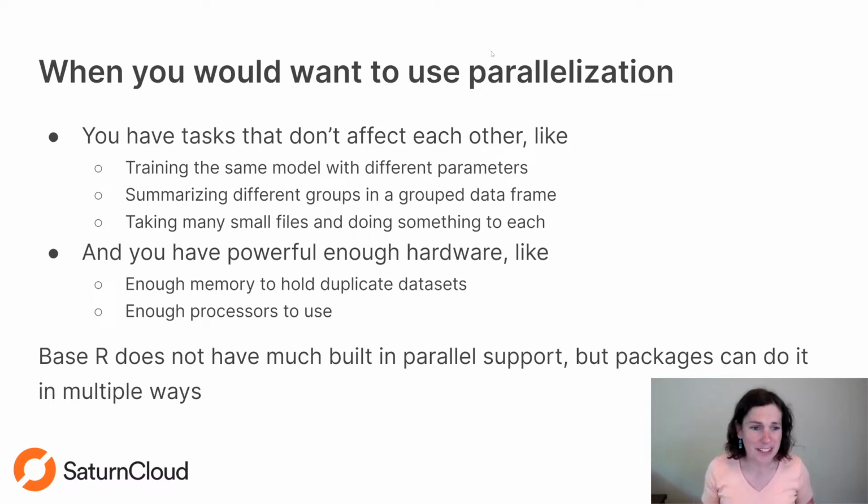Which leads to the second point: you actually have to have the hardware to do parallelization. In particular, you need a couple of things. One, you need memory, right? Because if your computations are happening across multiple processors, they may need their own instances of the data. That's not strictly true, but oftentimes that is the case. So you tend to need more memory. And you also need a multi-core processor. Most modern computers have a bunch of cores in the processors.